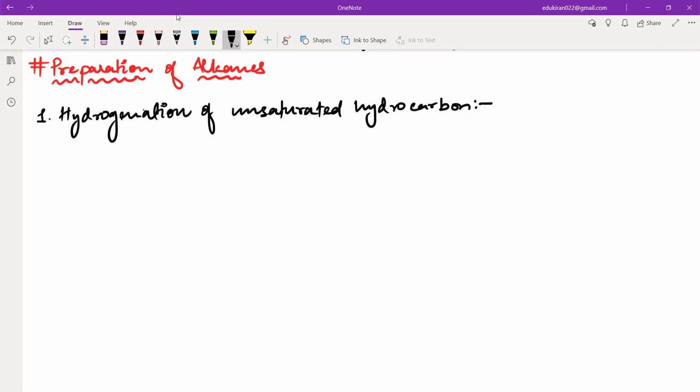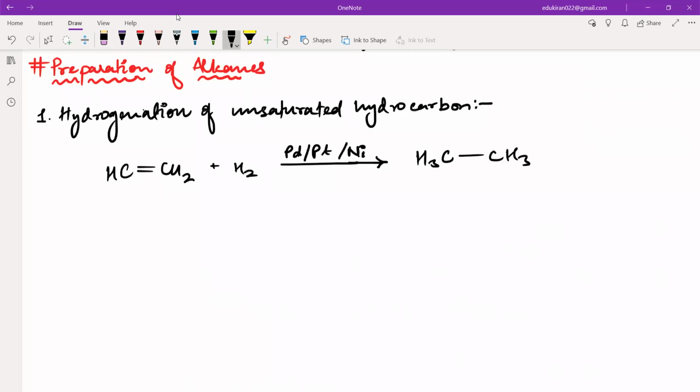Now, in this simple reaction, you will have multiple bonds here. You will react this with hydrogen in the presence of some catalyst, Pd, Pt, or nickel, and they will give you the surface for the reaction to happen. What are Pd, Pt, and Ni? They act as a catalyst. But these are elements: palladium, platinum, and nickel.